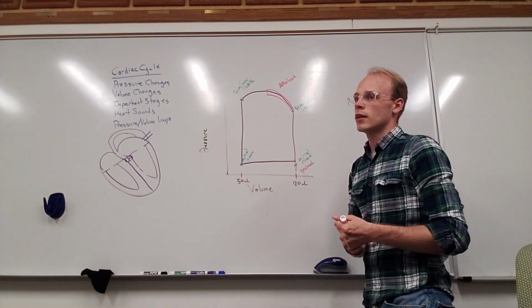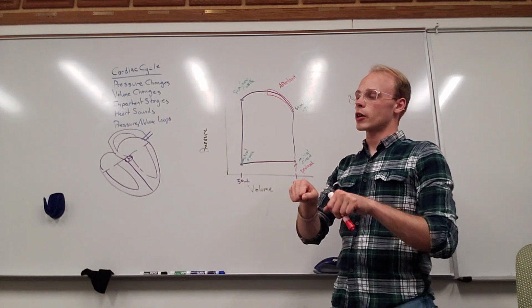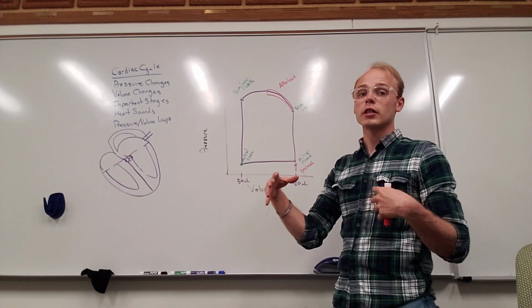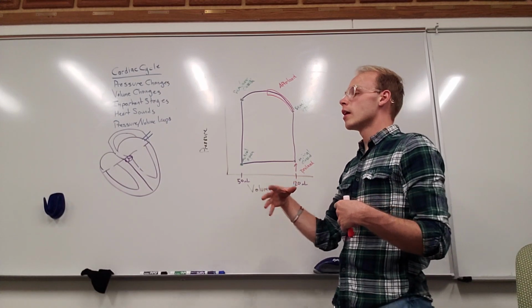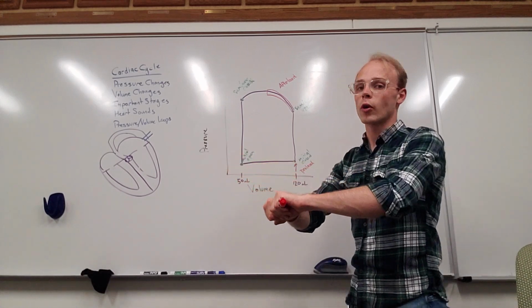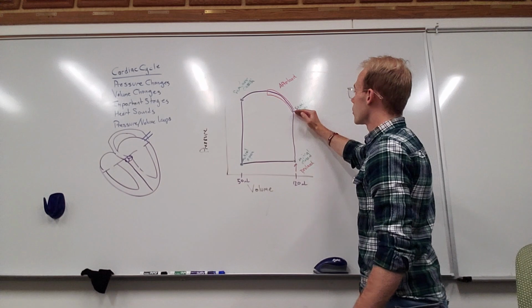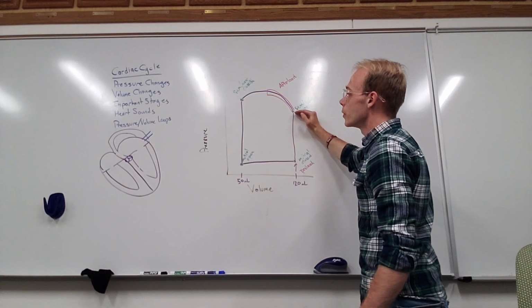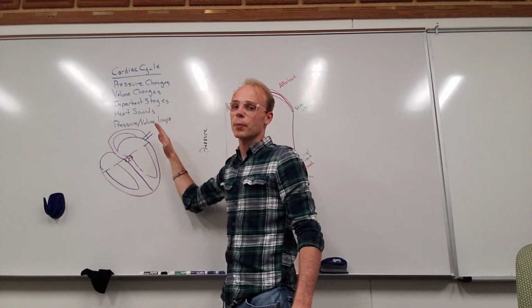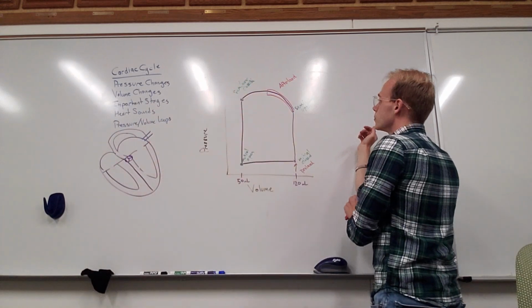The best way to describe it is like if you're trying to open a door, so you've got a lot of people inside, that's your preload. Your afterload is how many people are on the outside of the door that you're having to push against to open the door. And so even though the semilunar valve is open because you have higher pressure in here, you still have to push against all of that blood that's in the rest of the body.